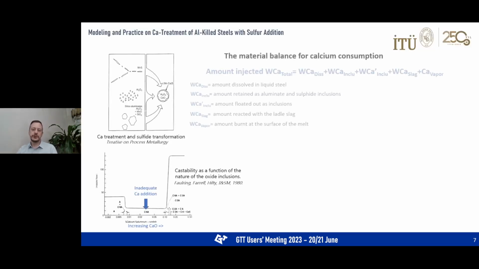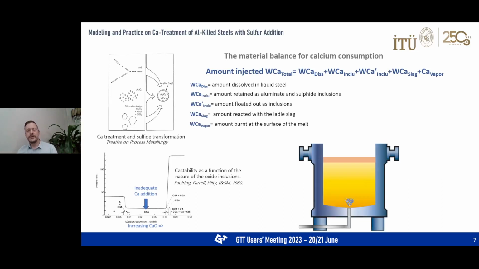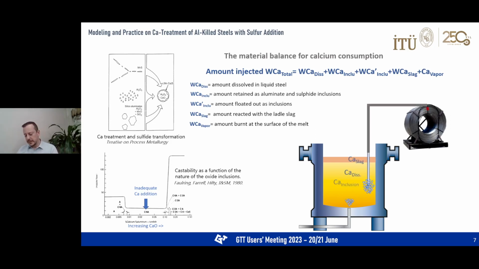As you know, the calcium treatment process for aluminum killed steels is mainly used during secondary metallurgy operation with two main objectives: to improve the castability, to minimize the nozzle clogging, and to modify the shapes of the sulfide inclusions. Adding the proper amount of calcium to obtain the right composition for the inclusions is very important. Insufficient or excessive calcium treatment may be even more detrimental to the steel castability.